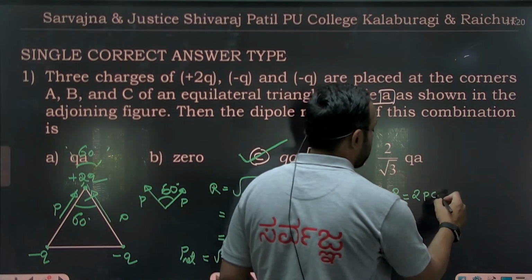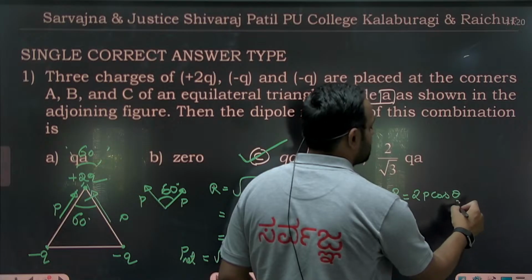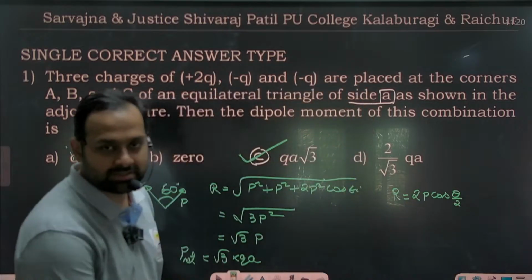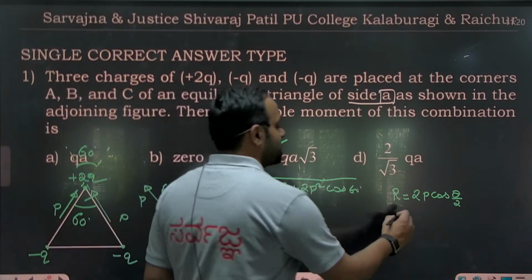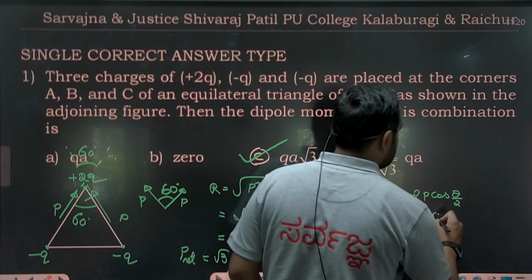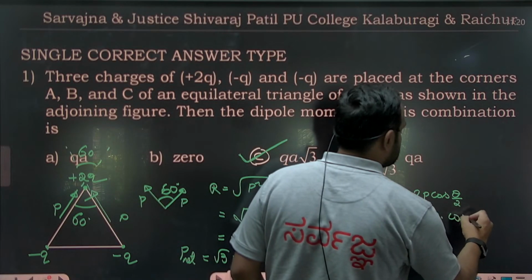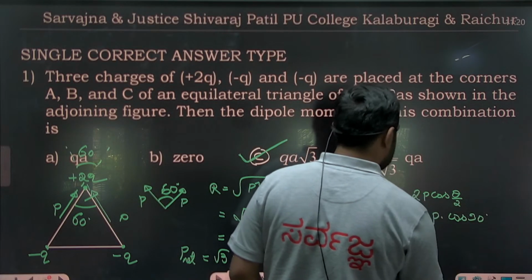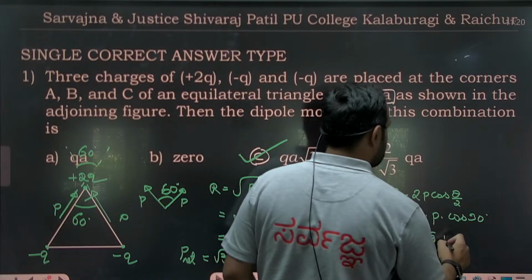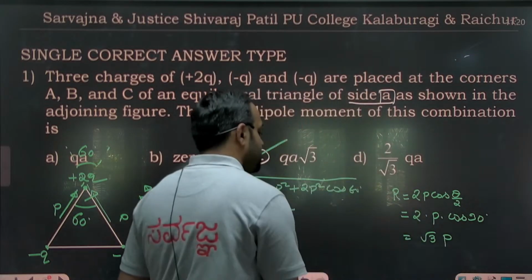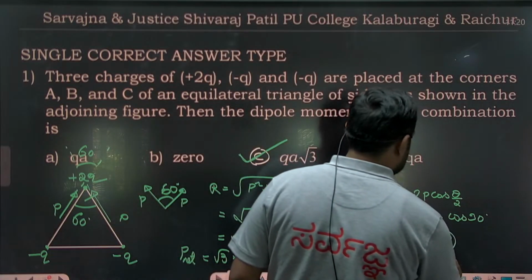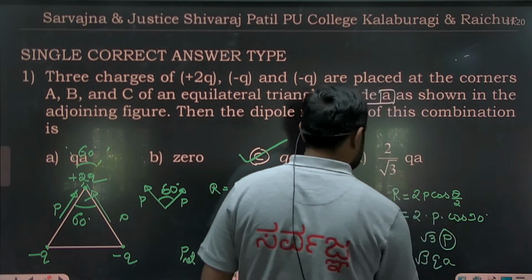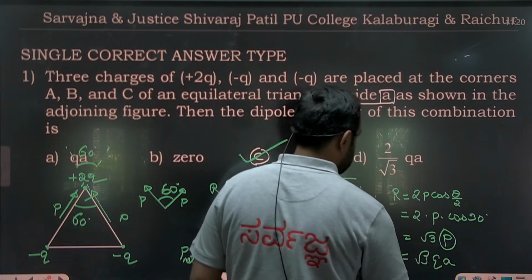2p cos theta by 2. Yes, 2p cos theta by 2. The resultant of two equal vectors is 2p cos theta by 2. So here also you get 2 into p into cos of what? 60 by 2, 30 degree. This comes out to be what? Root 3 times p. Since p is charge multiplied by distance, this is root 3 into q into a.